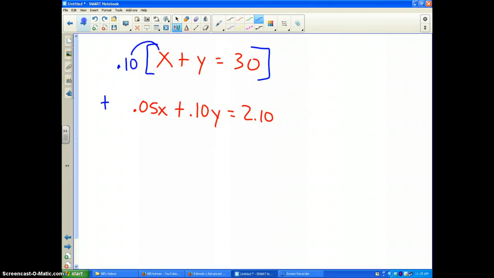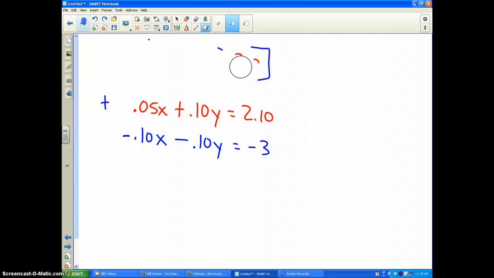So 0.10 times x is 0.10x. Actually, I'm sorry. We're going to have to multiply by negative 10 cents because I have to make sure I've got opposite signs. So that's going to become a negative. Negative 10 cents times y is negative 0.10y. And negative 10 cents times 30 is negative 3. Now I can erase the top equation. I don't need it anymore.